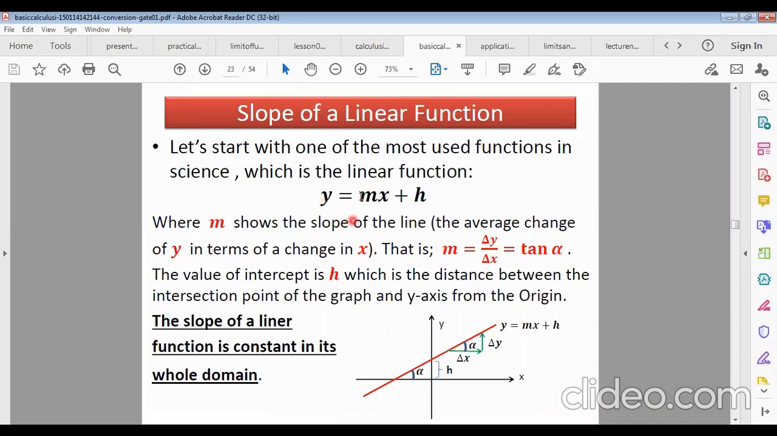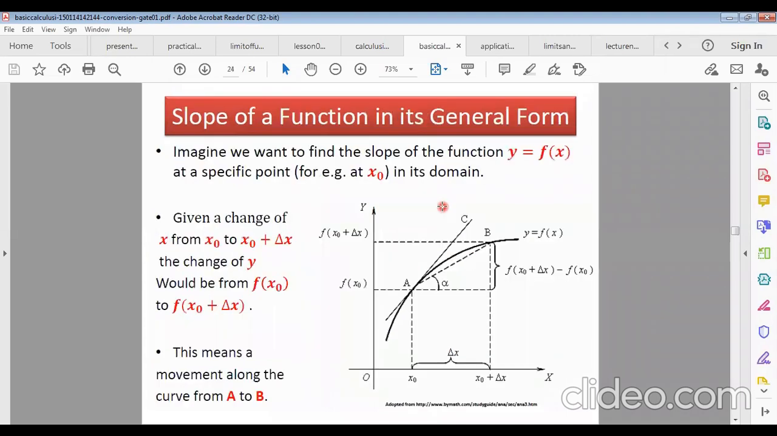Actually, for these types of function, m is the slope here, and s is the length of the intercept from the y-axis. So the slope of a function in general form: suppose y equals f of x. This is the y equals f of x curve. Suppose this is the tangent drawn from point A, then we can make an angle alpha which it makes with the x-axis. Okay, this is the x-axis parallel.